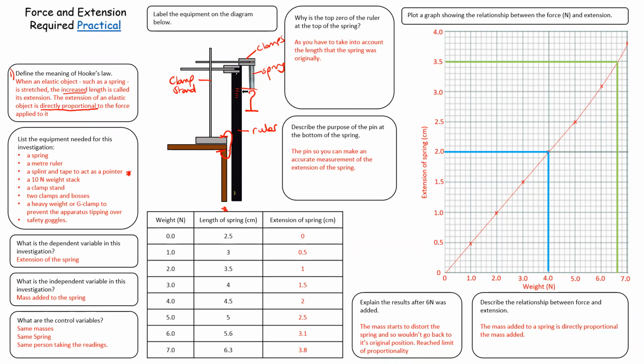There's not much to the method. It's literally add a mass and then measure where it's extended to. Done. Not a huge detailed method required here. But again, you will need to know dependent and independent. So your dependent is what you're measuring, and that's the extension of the spring. Independent is the mass that you are adding, typically 10 grams each time, which is equal to 1 Newton. Okay. What are the control variables?